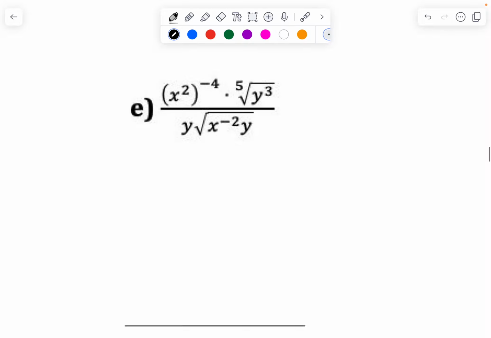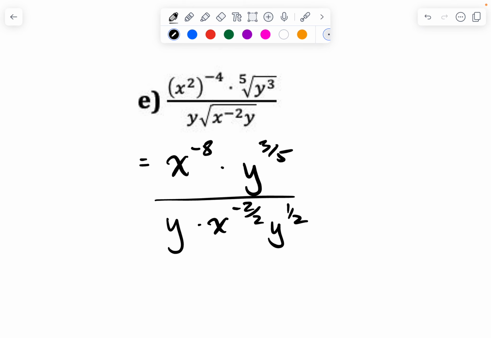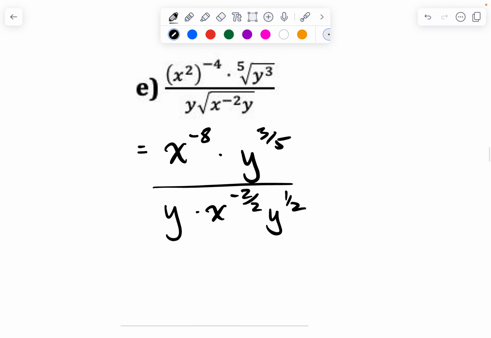Let's try this one. So we'll go with x squared to the negative 4, that's x to the negative 8, times y to the 3 over 5, over y, and then the square root of x to the negative 2, so that's x to the negative 2 over 2, y to the 1 over 2. All right, because the square root applies to the x to the negative 2, and it applies to the y. So now let's do the x's together first.